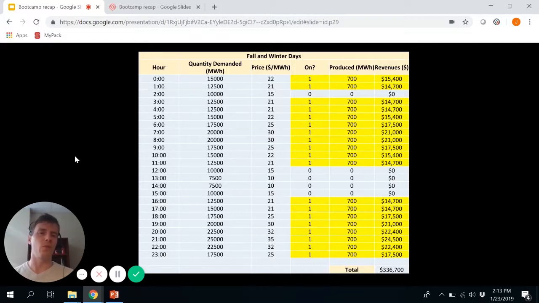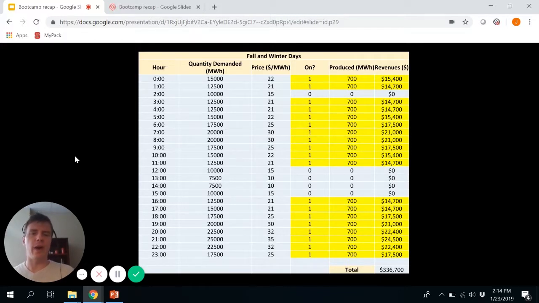So for example, in fall and winter days, when the power plant is producing at about 7 or 8 o'clock in the morning, its revenues are higher. And that's because the price is pretty high. It's $30 per megawatt hour. And then if we look at the end of the day, when the power plant is producing at around 8 or 9 o'clock, it's earning even more money, producing the same amount of electricity, because the price increases still further to about $32 or $35 per megawatt hour. And that's associated with the highest demand of the day, which would be people coming home from work, cooking dinner and turning their heat on.